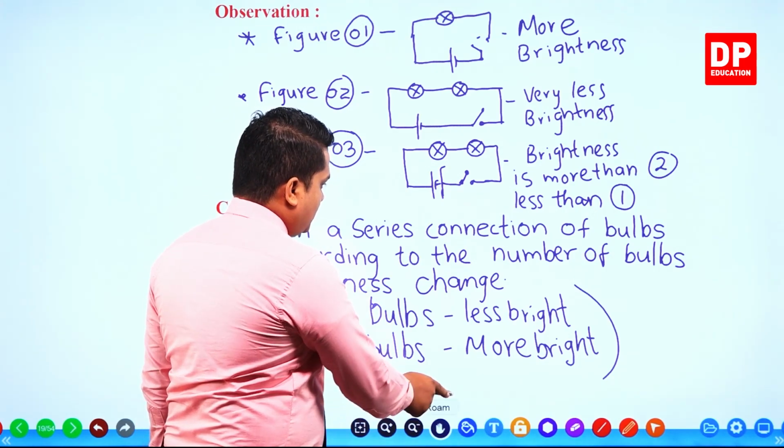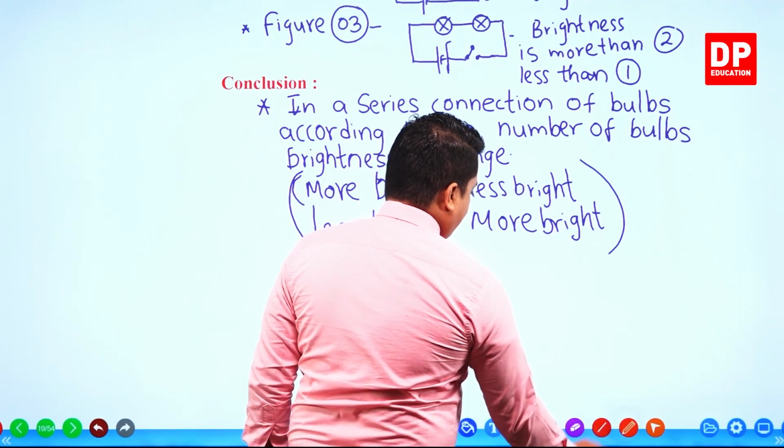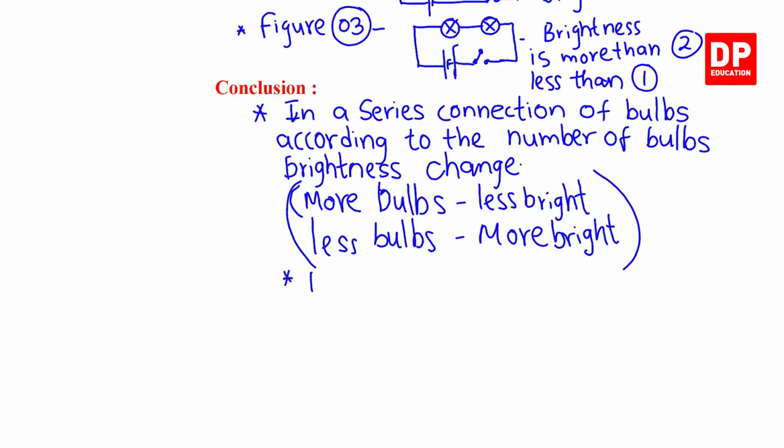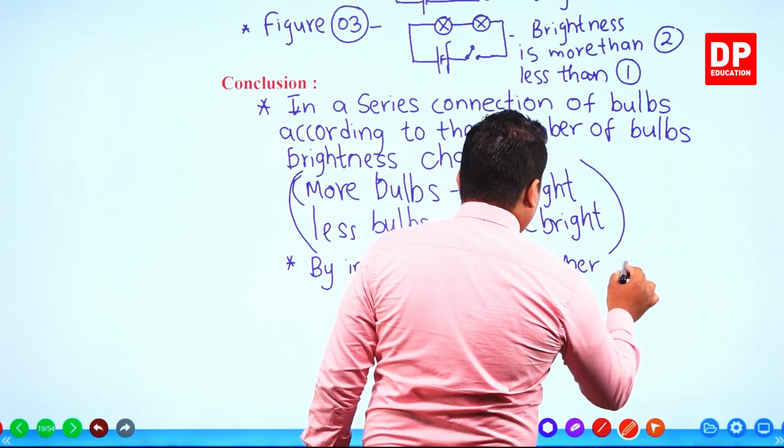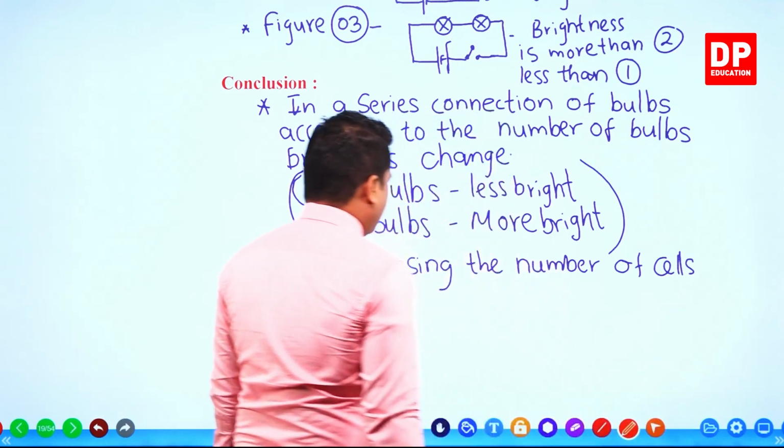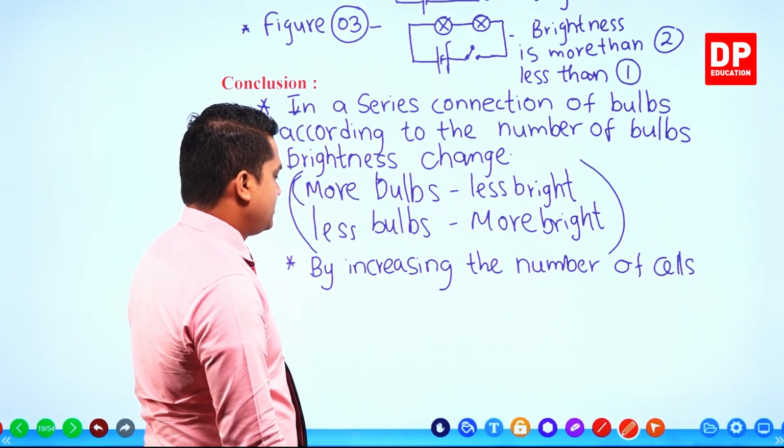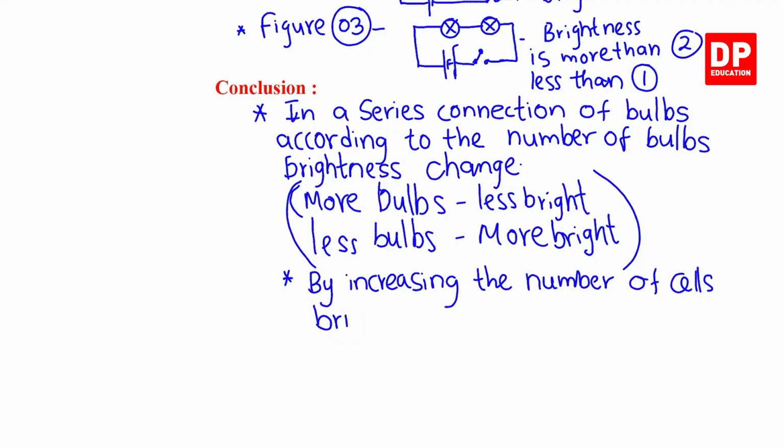Okay, so then the next one is, by increasing the number of cells, brightness of the bulbs can be increased.